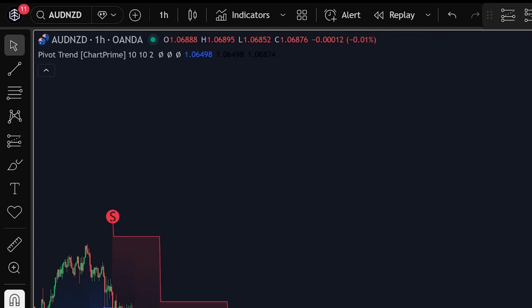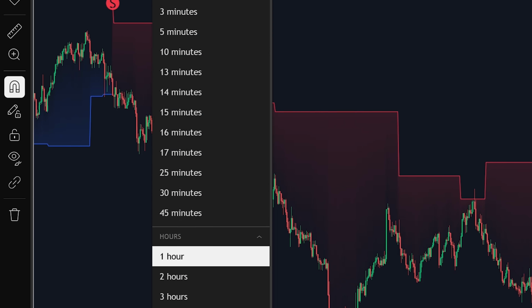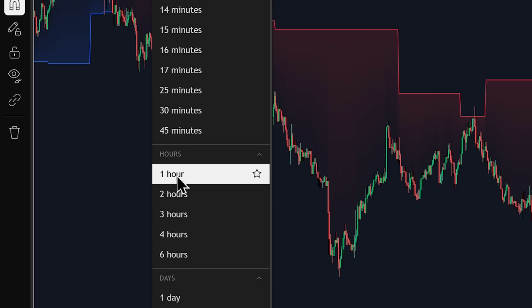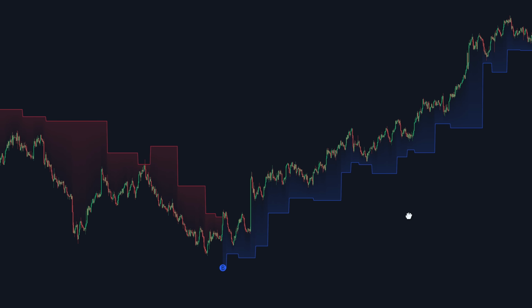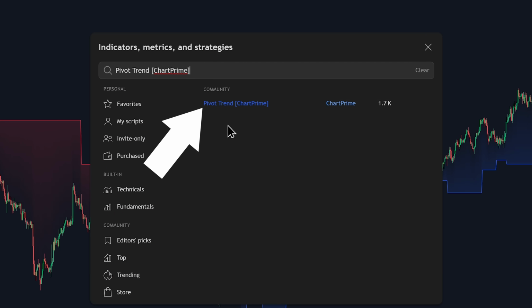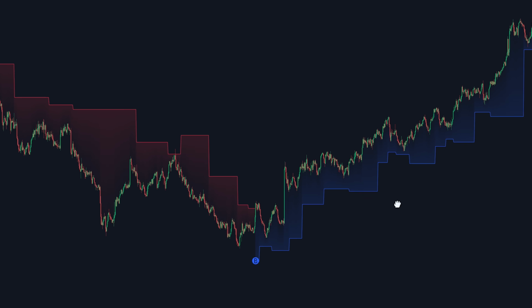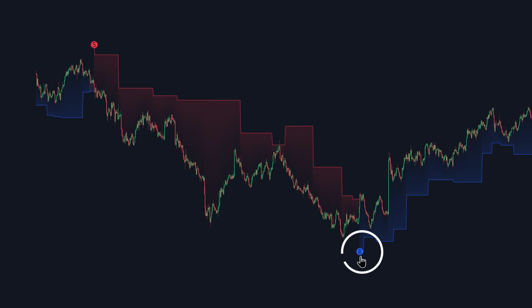Open TradingView, pull up AUD/NZD, and choose a time frame that fits your style. For this walkthrough, I'm using the 1-hour chart so you can clearly see the swings and the retests. Now click Indicators, search Pivot Trend by ChartPrime, and add it to the chart. Once it loads, you'll immediately notice two things: a trend line that shifts color and position, and the buy and sell markers that show up when the trend flips.